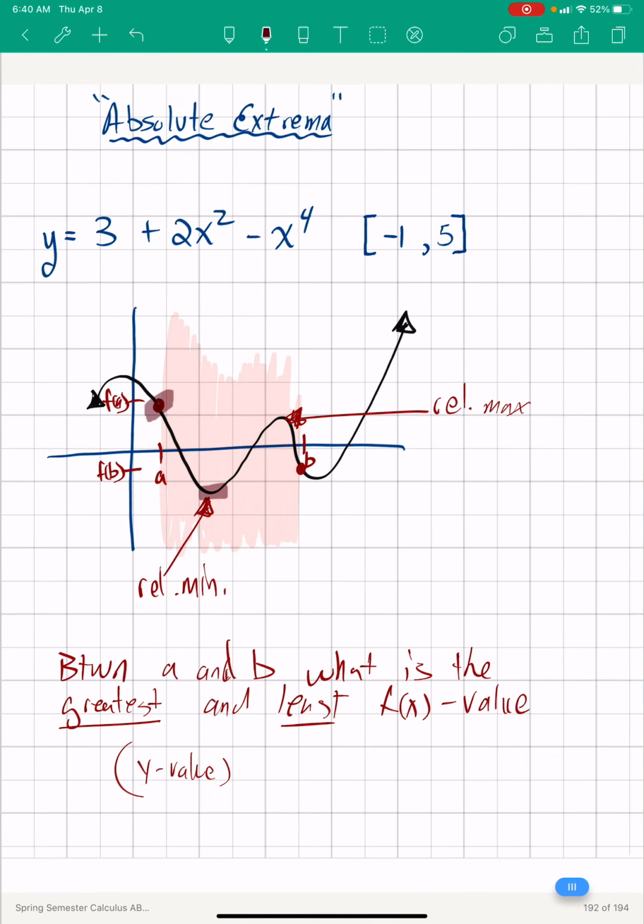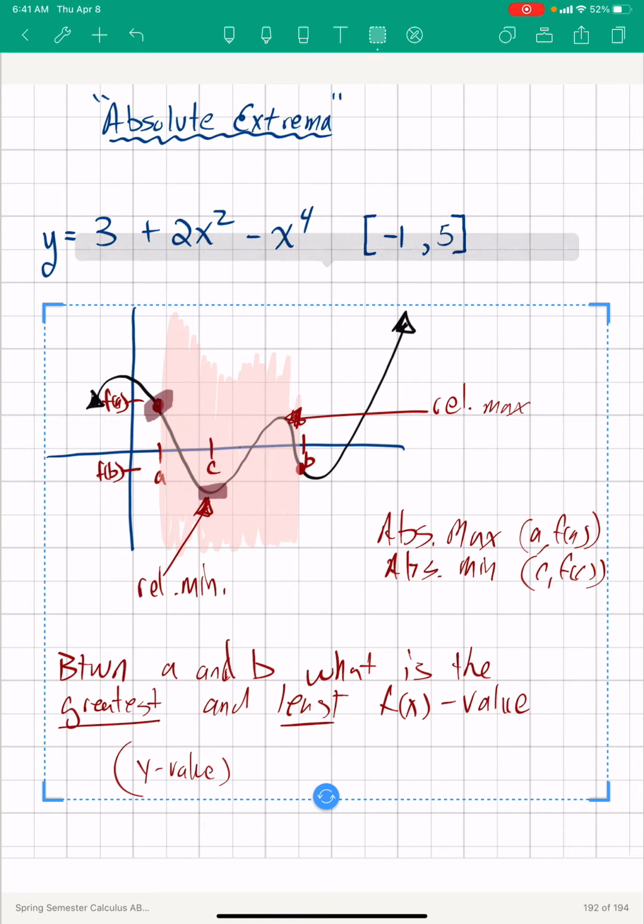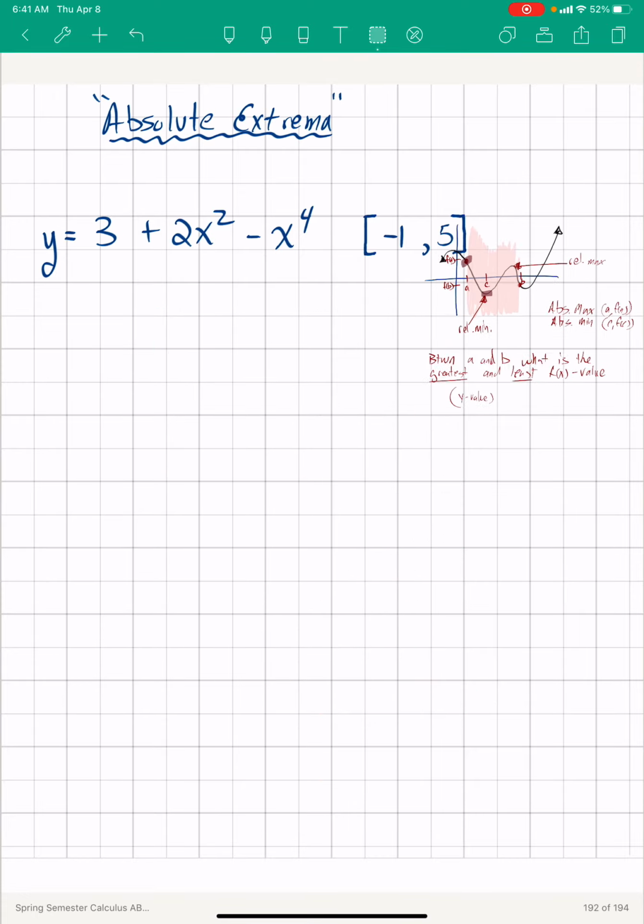So we would say our absolute max is at a, f of a, that point. And I don't really know this designated point of this relative minimum because I didn't give it in this problem, but we'll just call it C. So we would say the absolute minimum is C, f of C. Let's leave these notes over here.